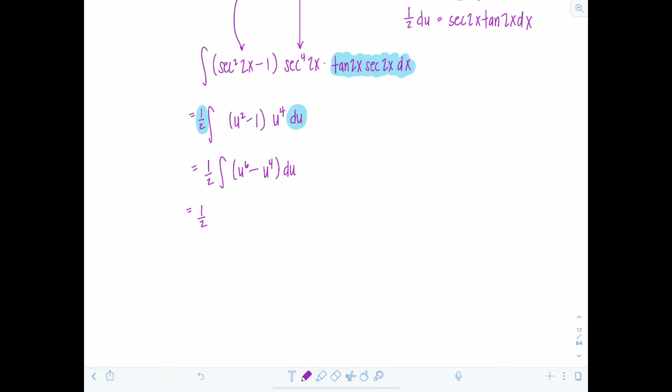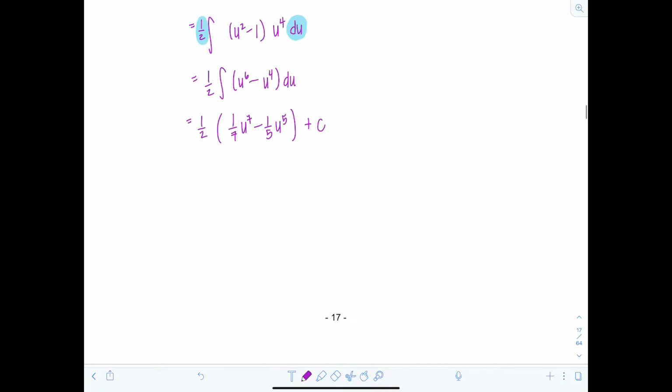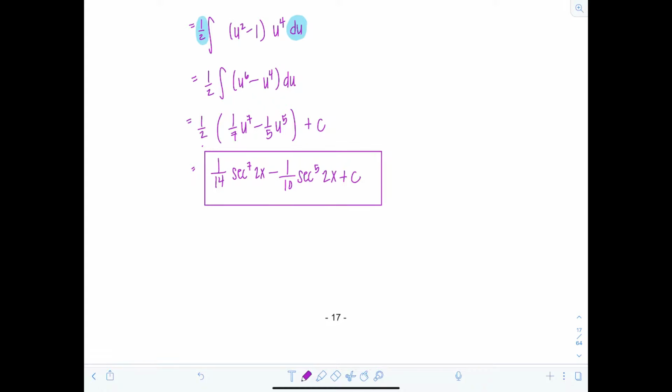So this is going to be 1/2. Let's go ahead and anti-differentiate. So this is going to be 1/7 u to the seventh minus 1/5 u to the fifth plus c. I need a plus c this time because it's not a definite integral. And then I have to replace everything so it's all in terms of the original variable. So replace all of the u's with secant 2x. And let's distribute that 1/2 at the same time. So we have 1/14 secant to the seventh of 2x minus 1/10 secant to the fifth of 2x plus c. Very nice. I hope you're especially proud of that one. That was a good one.